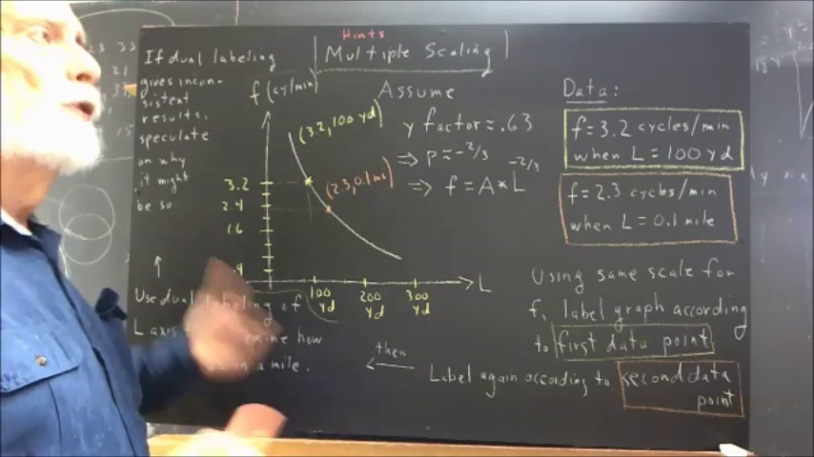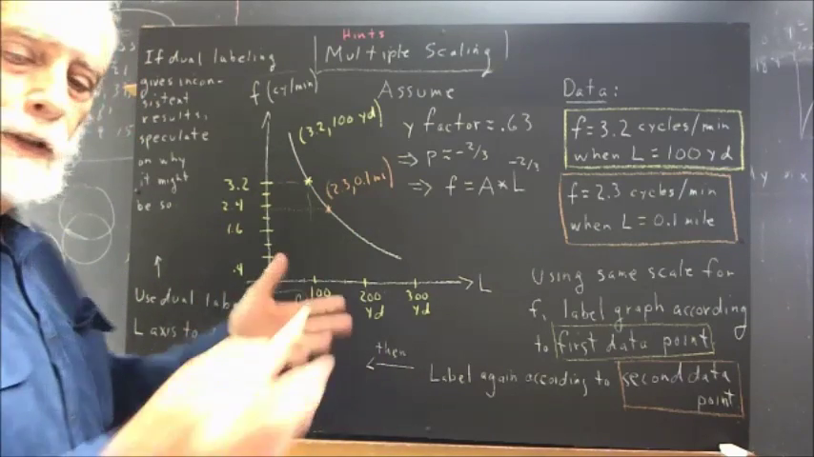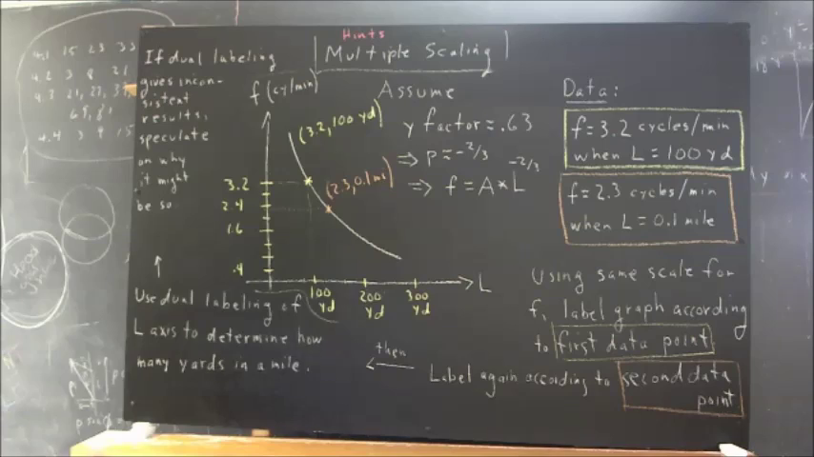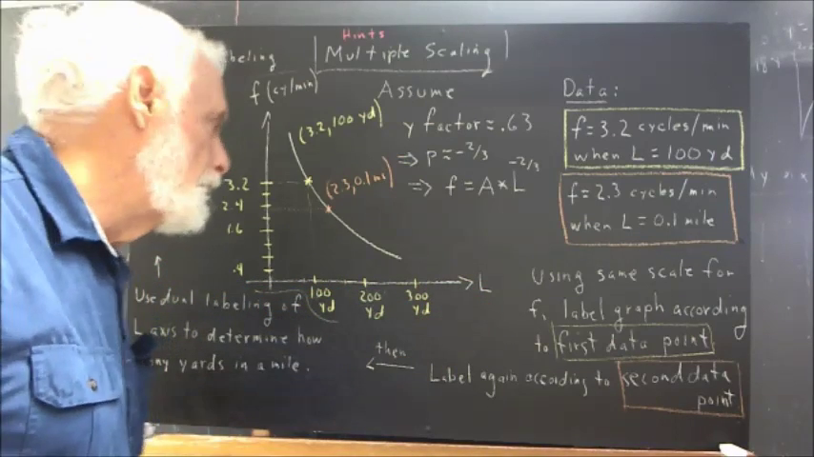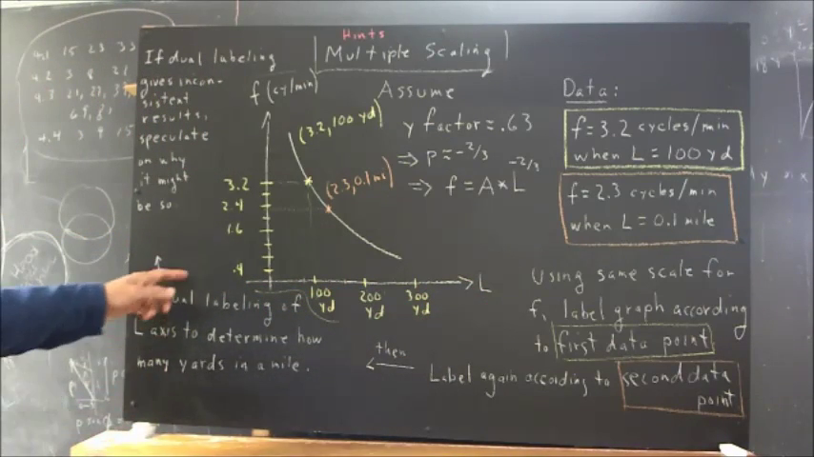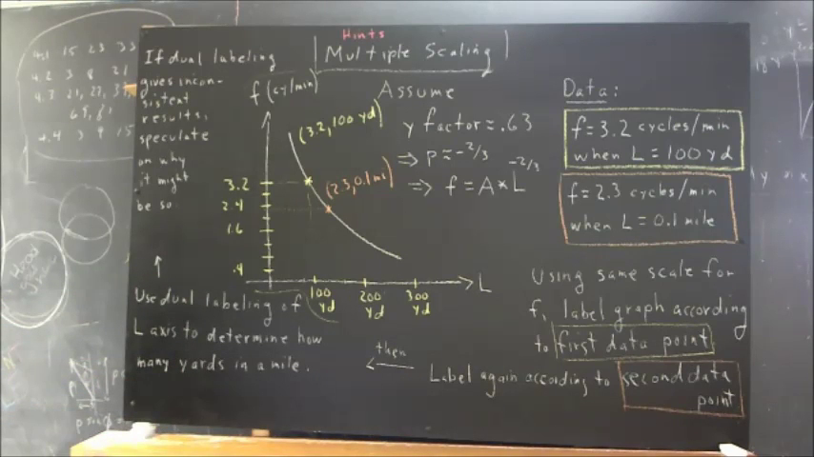and proceed accordingly to scale the graph. We can show 2.2 miles, 0.05 miles, etc. So we're going to have now a dual labeling of the L-axis, and then we should be able to use that dual labeling to determine how many yards there are in a mile and so forth.